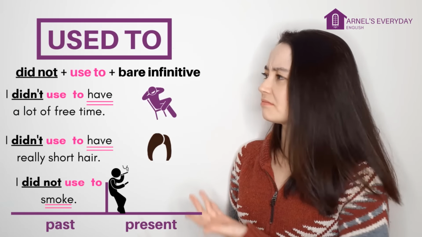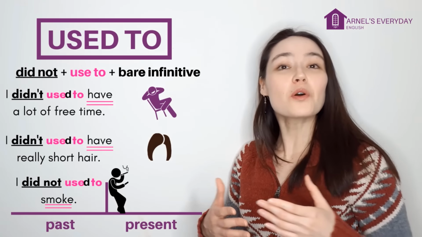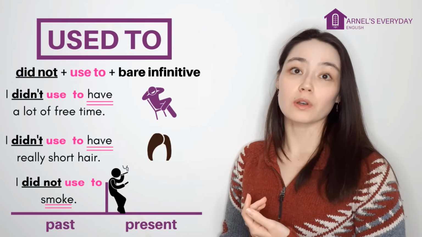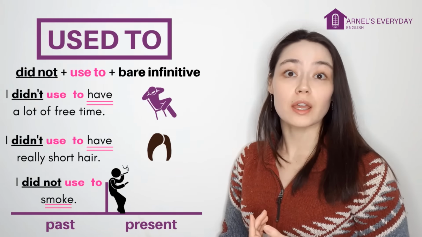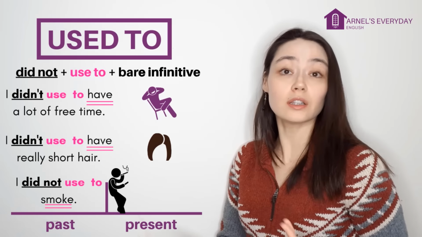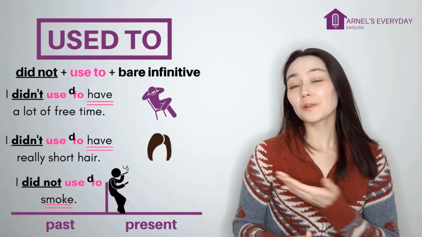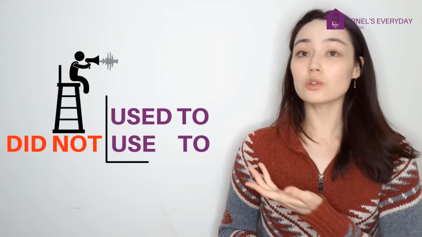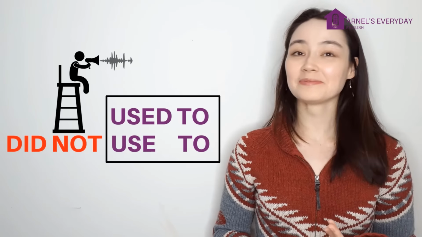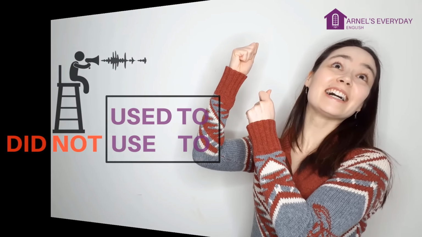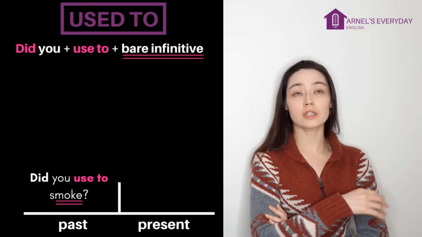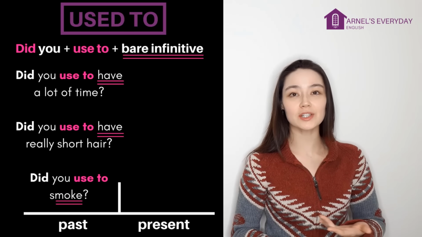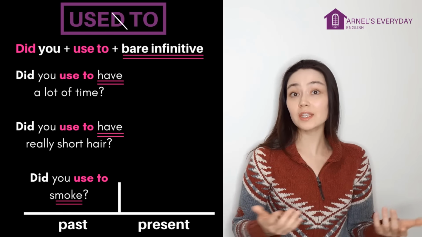Something's missing. The D. When we form the negative, the D isn't there. I didn't used to smoke. I didn't used to have really short hair. I didn't used to have a lot of free time. We remove the D. But the pronunciation of "used to" and "use to" is the same. Did you used to smoke? Did you used to have really short hair? Did you used to have a lot of free time? In questions, again, we remove the D.